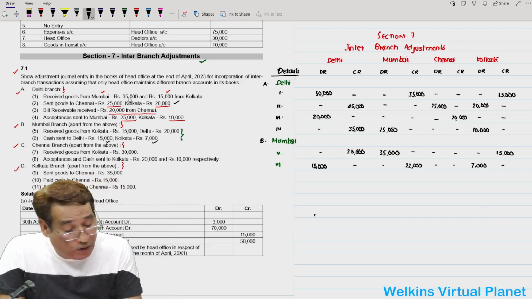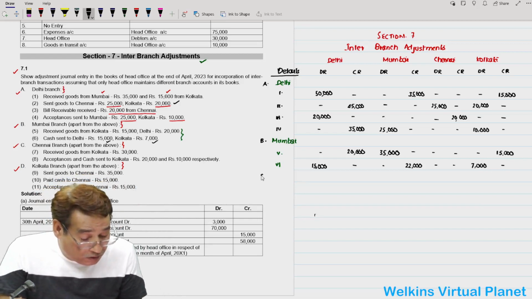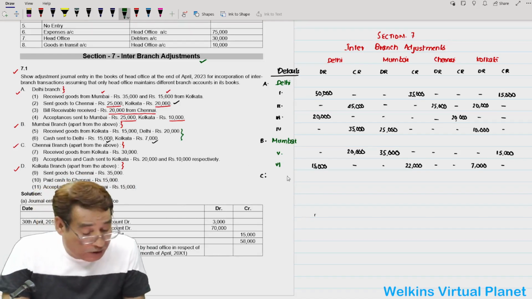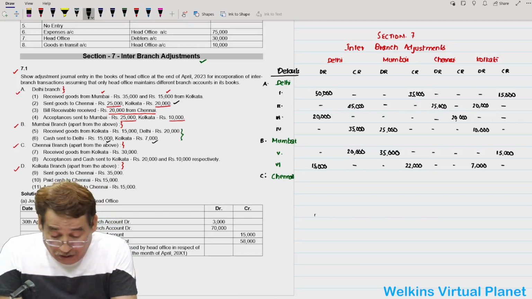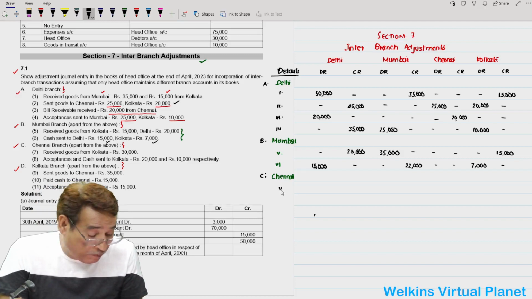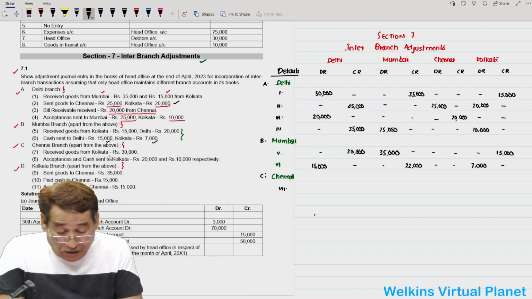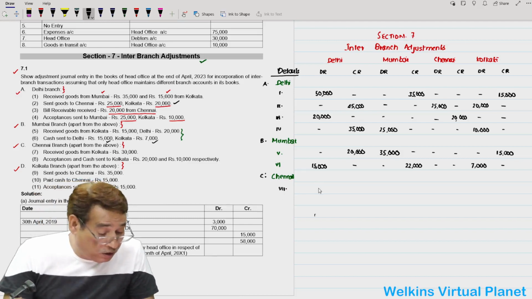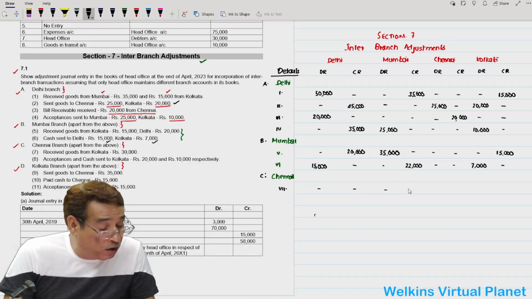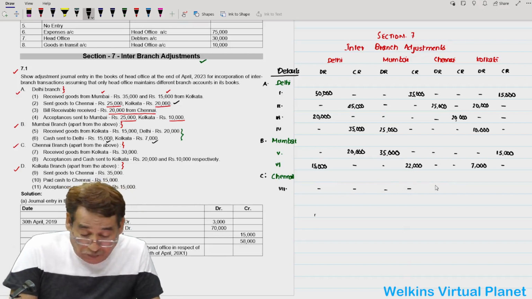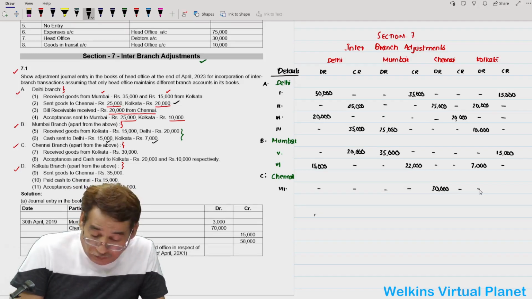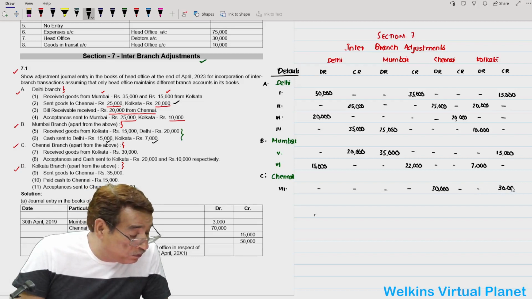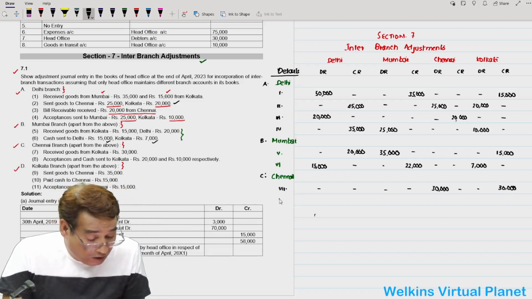So, as far as Mumbai branch is concerned, transactions are over. Now, we move over to Chennai branch. As far as Chennai branch is concerned, transaction number 7, which happens to be the first transaction of Chennai, received goods from Kolkata. Chennai branch received goods from Kolkata. So on the debit side of the Chennai branch, I will write 30,000. And on the credit side of the Kolkata, I will write 30,000. That's all. Easy transaction.